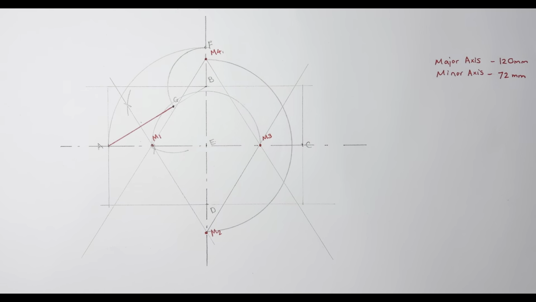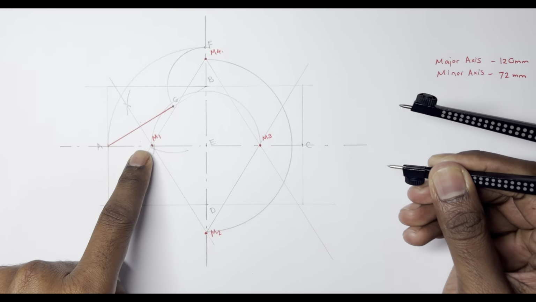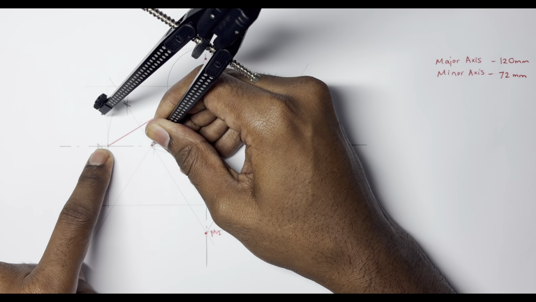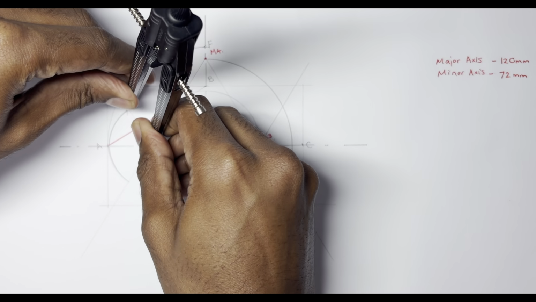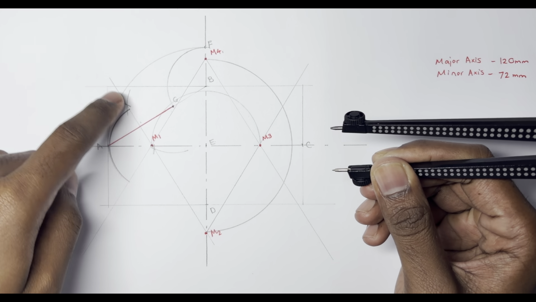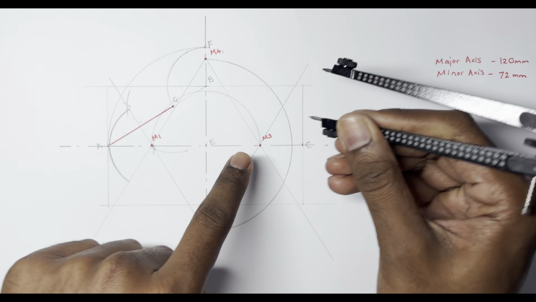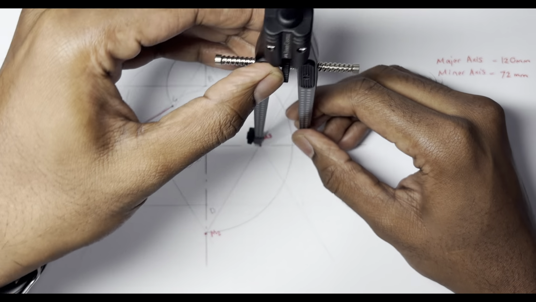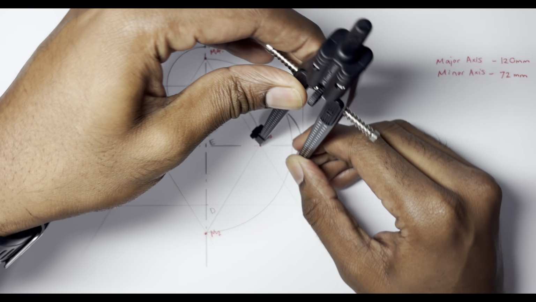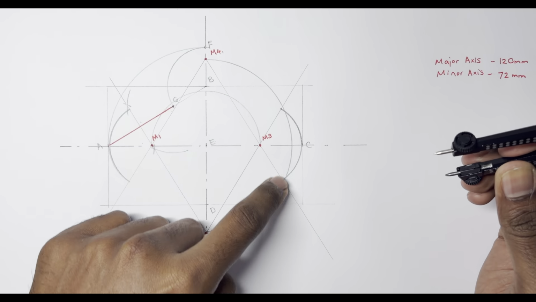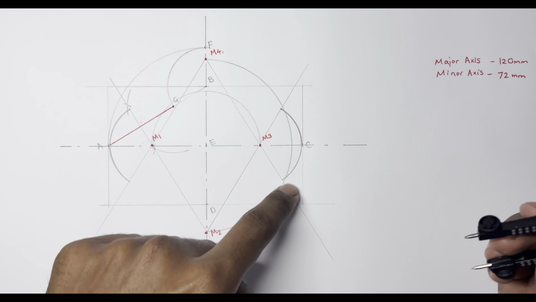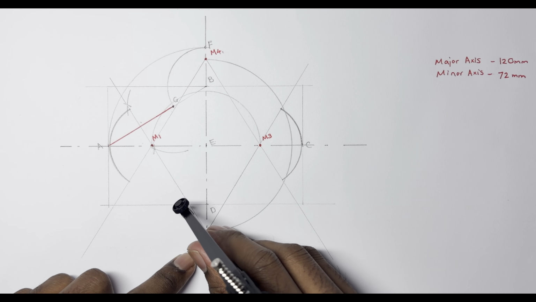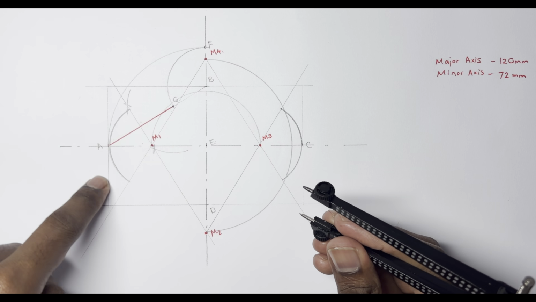Put your compass on M1. Measure to the end of the box, M1 to the end of the box, and now scribe an arc and stop at where those triangles intersect that arc. That's where you stop. Do the same thing on M3. Put your compass here, start at the end of the box, scribe an arc so that you stop on those triangles, on the point where those lines meet the arc.